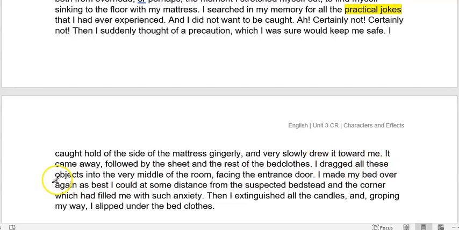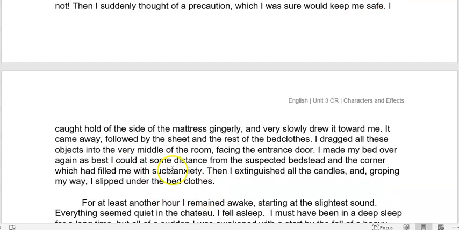I dragged all these objects into the very middle of the room, which is silly in itself, facing the entrance door. I made my bed over again as best I could, at some distance from the suspected bedstead and the corner which had filled me with such anxiety. So he realizes that he's having anxiety about this practical joke and this prank that might be pulled on him. And so he pulls the mattress into the middle of the floor in front of the door, and he makes it up so that he can sleep on it there.